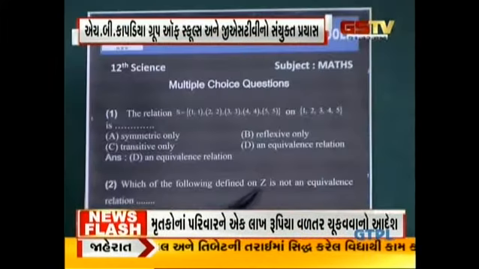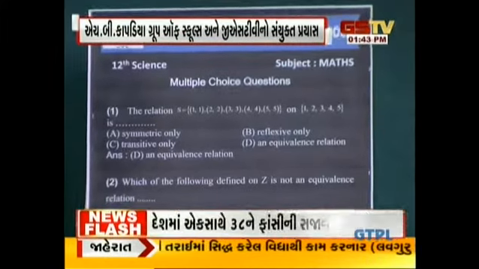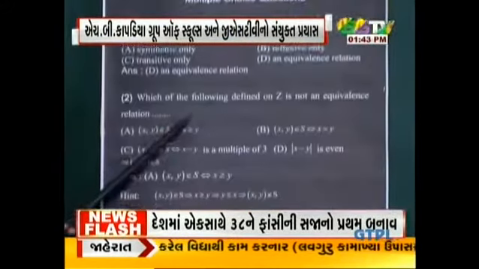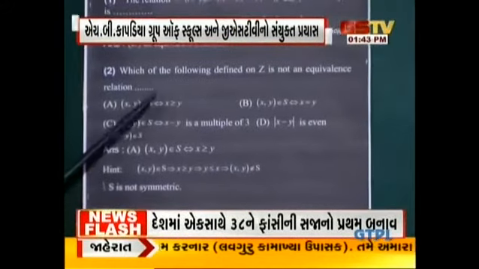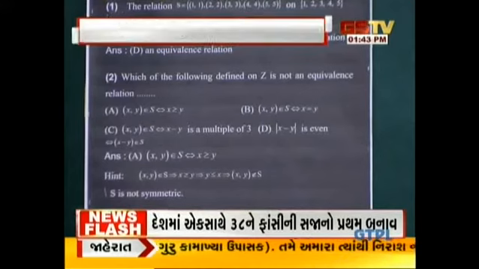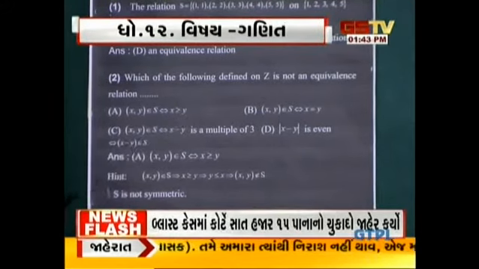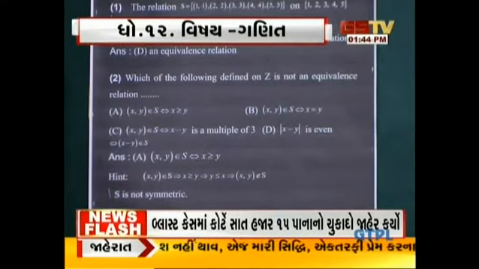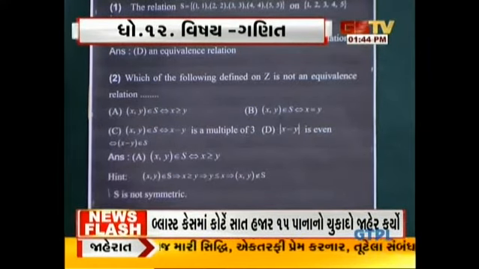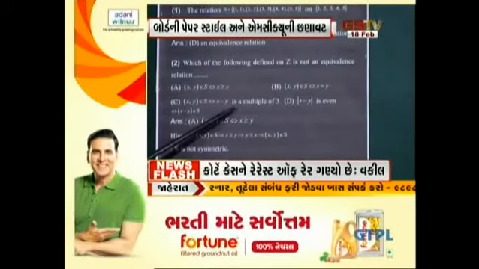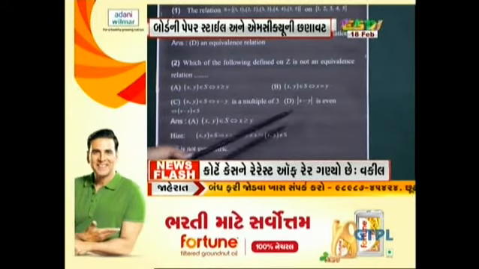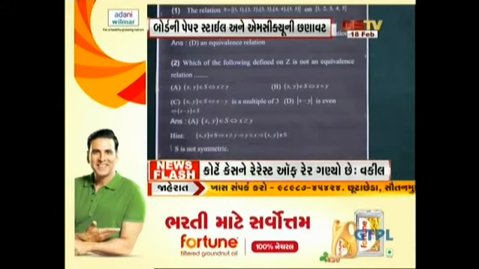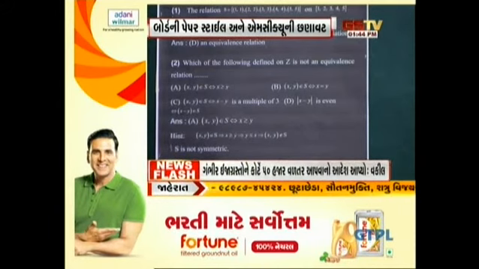The second question, students: which of the following relations defined on the set Z is not an equivalence relation? Option A, for x, y belonging to S, x is greater than or equal to y. Option B, for x, y belonging to S, x is equal to y. Option C, for x, y belonging to S, x minus y is a multiple of 3. And option D, mod of x minus y is an even number.